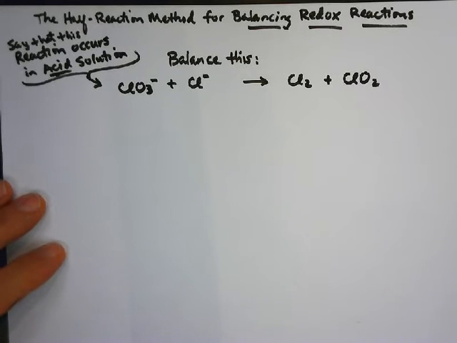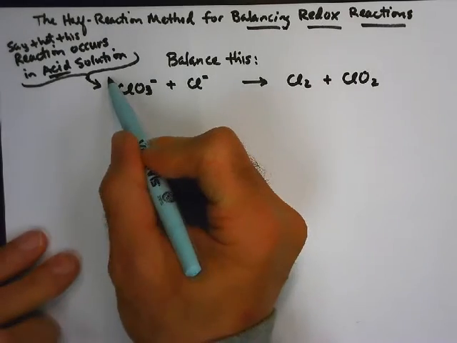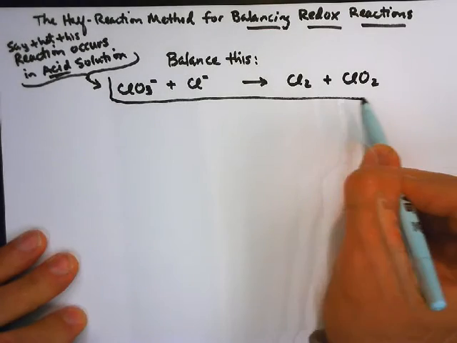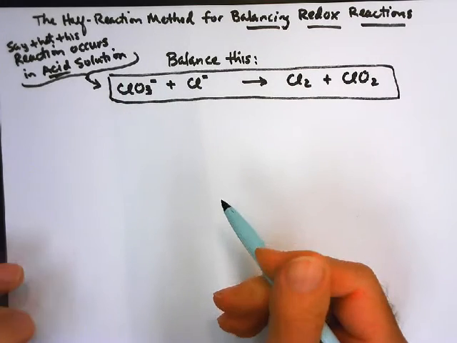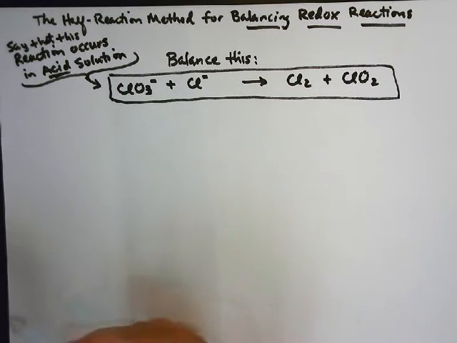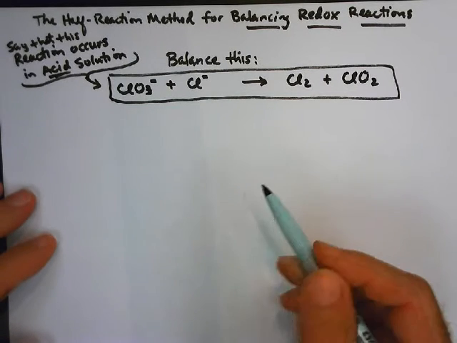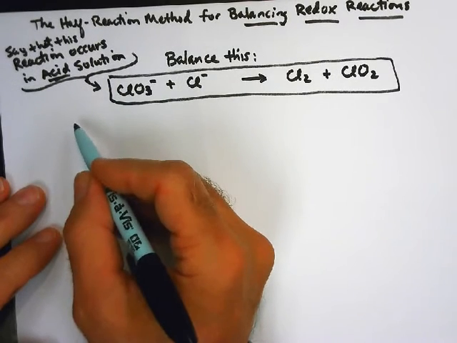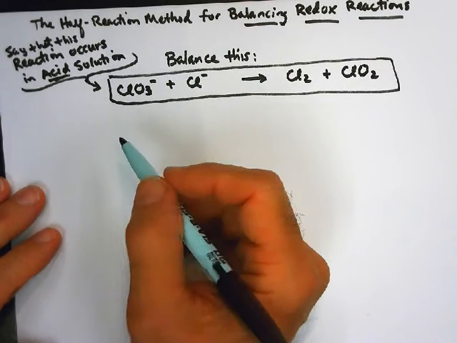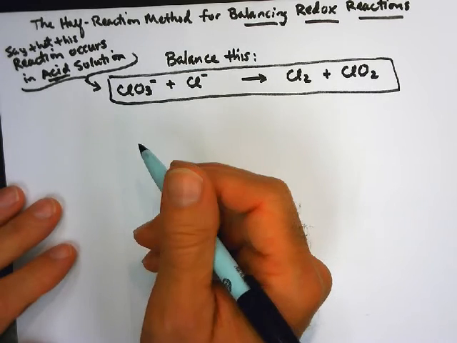The first thing we need to do is take this original equation that we're going to try to balance, and break it up into two half reactions, as they're called. One half reaction would be an oxidation reaction, and the other one would be a reduction. It doesn't really matter if you know which one is which. You just have to be able to break it up into two halves.